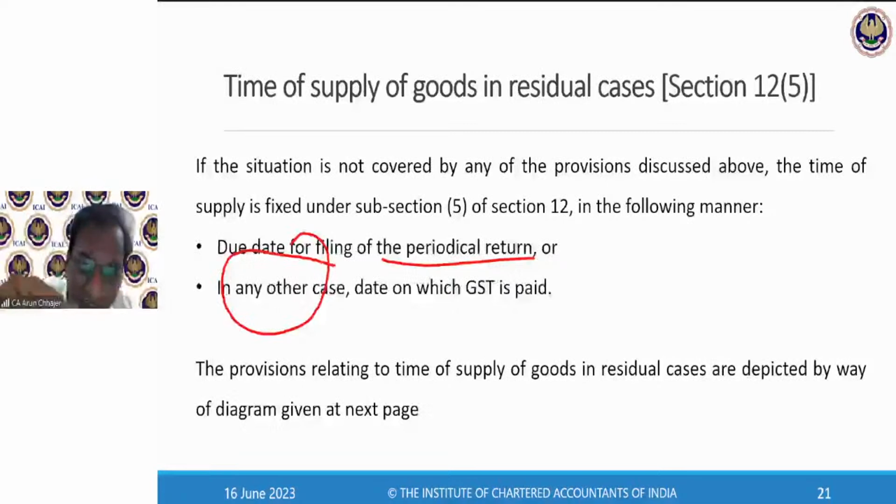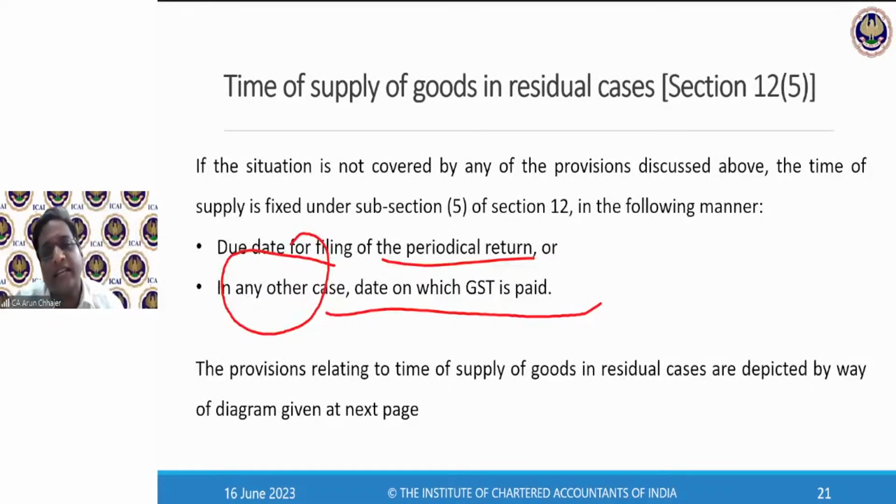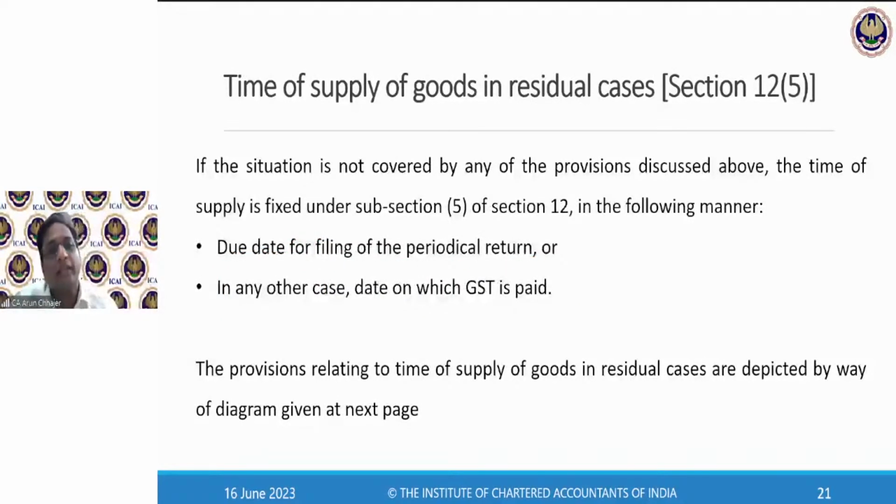So I can say in any other case where the return is not applicable on periodical basis, whether monthly, quarterly or half yearly, it is not applicable. The date on which the tax is being paid, so in that case, they are required to pay the tax quarterly. So that would be the time of supply.